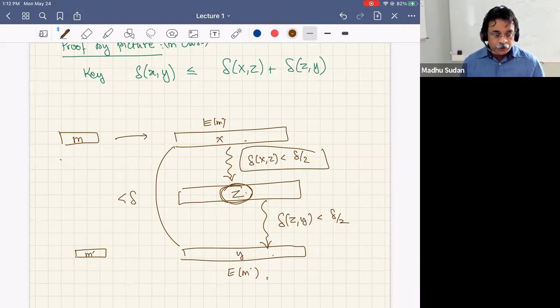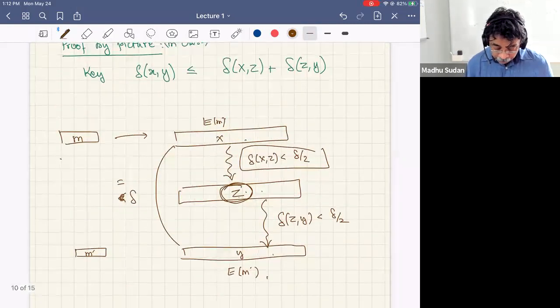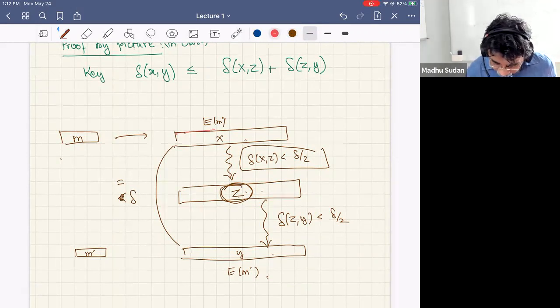This picture is good and bad. It tells you that you can correct delta over 2 fraction errors, but it seems to suggest that delta over 2 is the maximum fraction of errors you will be able to correct. You know, if indeed m and m prime satisfy this distance is equal to delta, then I can use over here a Z which is exactly midway between the two. Okay, so let me redraw the picture over here. So let's see if I can do this. So suppose, let's assume that on this part, X and Y are equal. Okay, so these parts are equal and these parts are unequal.